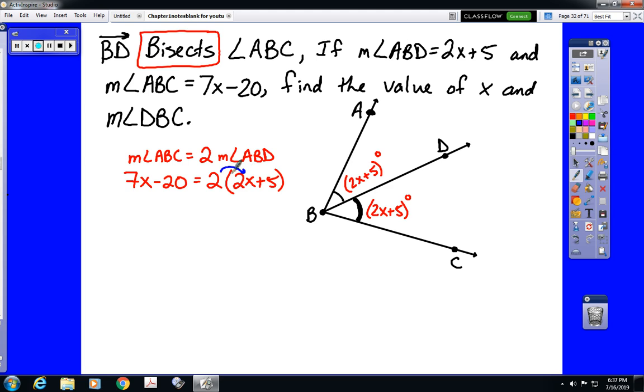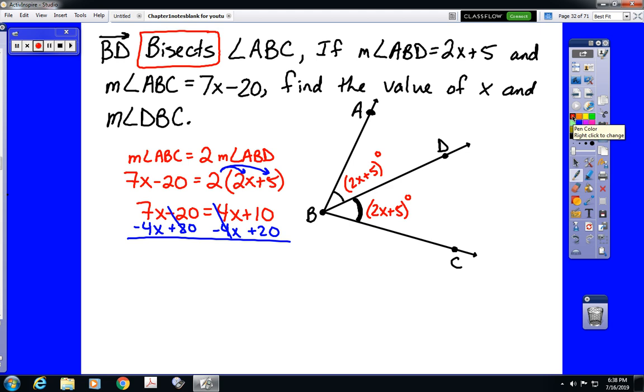To solve that, we would distribute. That would give us 7x minus 20 equals 4x plus 10, distributive property from algebra. Then we would move the variable to one side by subtracting 4x from each side and add 20 to each side to move the number to the other side, just like we did in the previous example. That would give us 3x equals 30. And then we would divide by 3 to get x by itself. And that would give us that x equals 10.